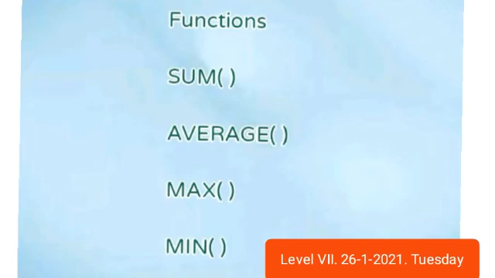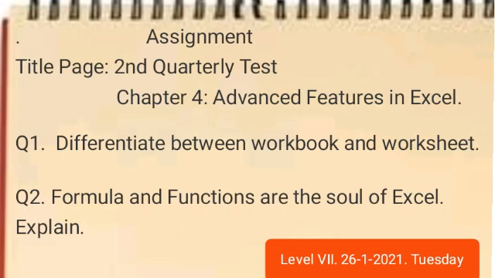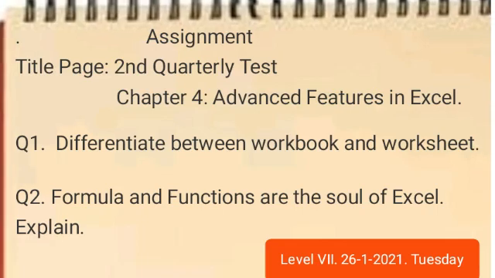Now I'm going to give you an assignment that you have to do in your exercise book. Take out your exercise book and make the title page of second quarterly test and also chapter 4, Advanced Features in Excel. Then write the answers to the given questions. Question number 1: differentiate between workbook and worksheet, as I explained in the video. Question number 2: formulas and functions are the soul of Excel. You have to explain this in your exercise book.